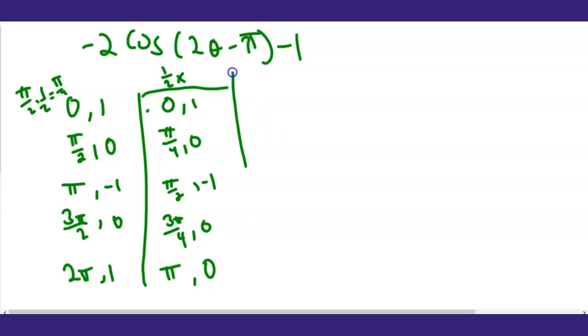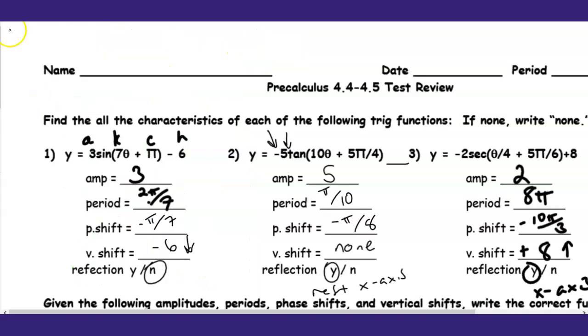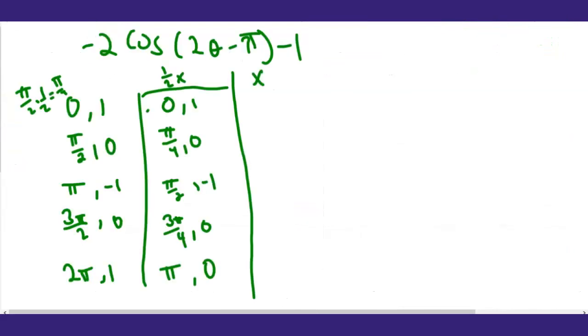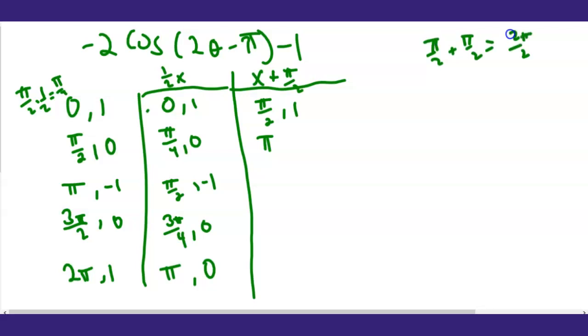Now, we have a phase shift, which we have to apply next. What do we say the phase shift was? Pi over 2, so we're going to do plus pi over 2. You've got to get common denominators, but this one's easy. 0 plus pi over 2 is pi over 2. Pi over 2 plus pi over 2 is 2 pi over 2, which is pi. Pi plus pi over 2 is going to be 3 pi over 2.